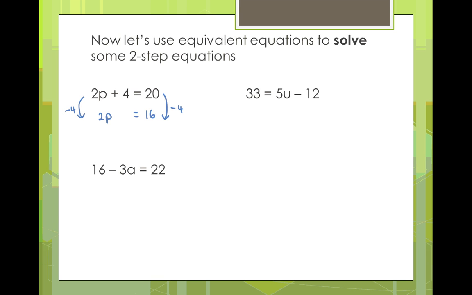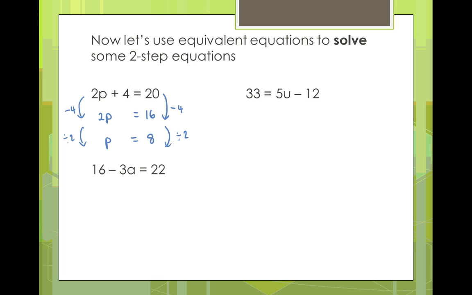Now I want an equivalent equation which just leaves me with a p at the end. So I would need to undo that timesing by 2 by dividing by 2. What am I left with? P. And over on this side, 16 divided by 2 equals 8.